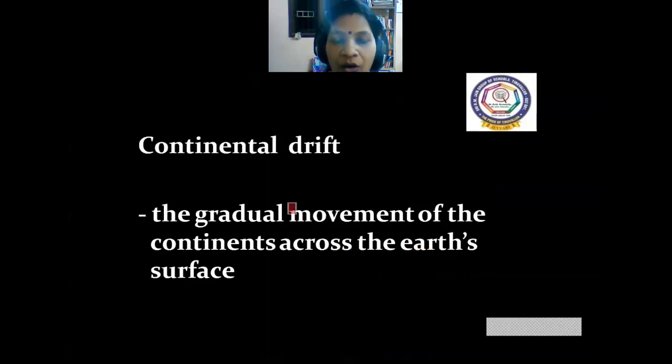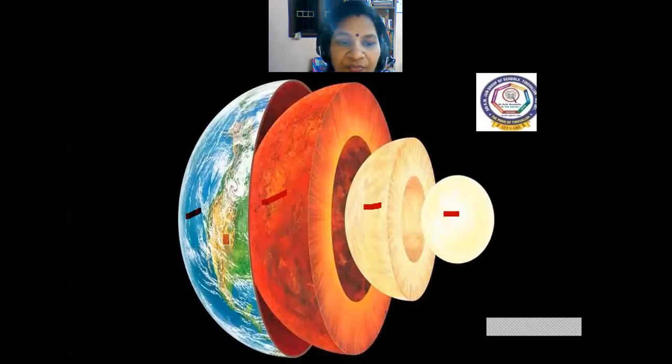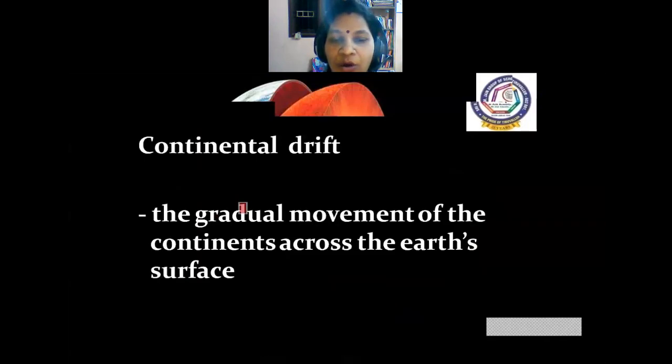Then let's see first about continental drift. Continental drift: the gradual movement of the continents across the earth's surface. Continental drift means gradual movement of the continents. Slowly it will move across the earth's surface. Earth's surface means here. This is only the earth's surface, no? From here, it will be the gradual movement of the continent.